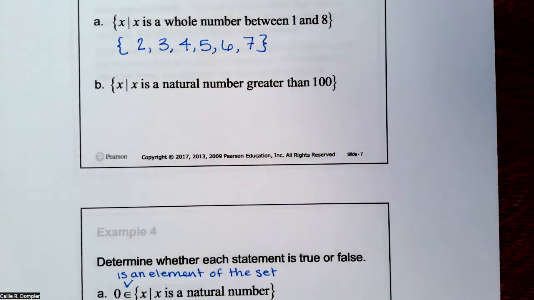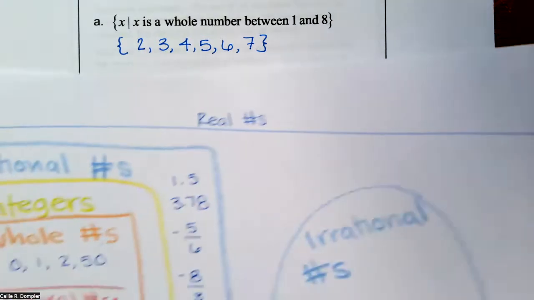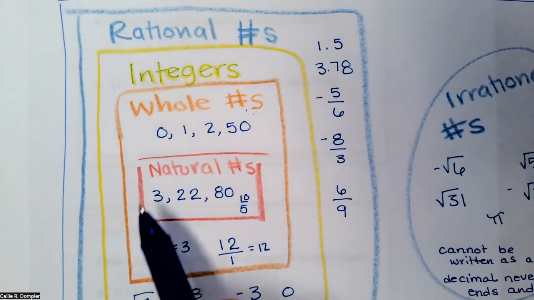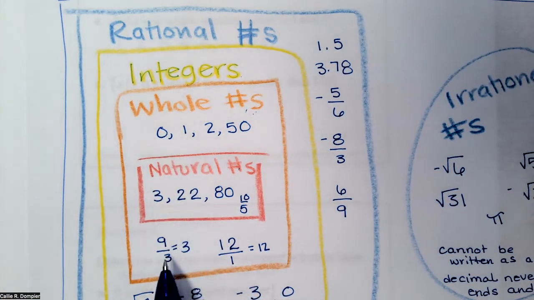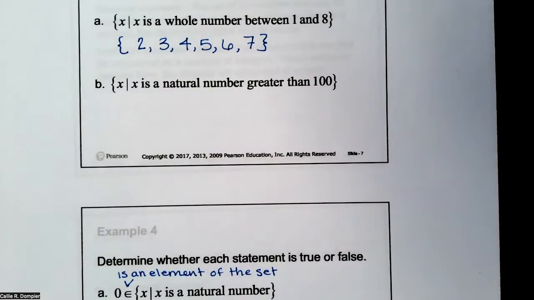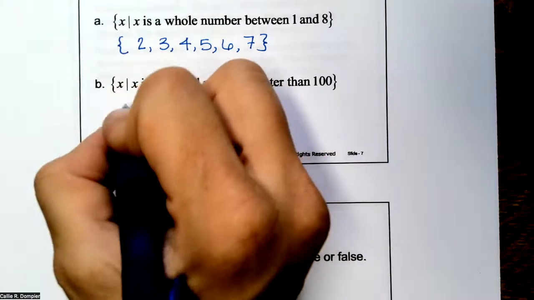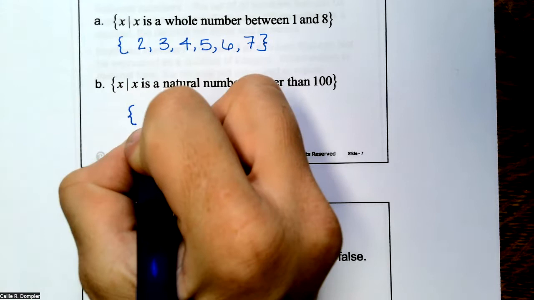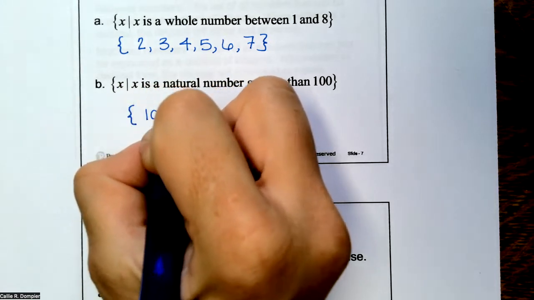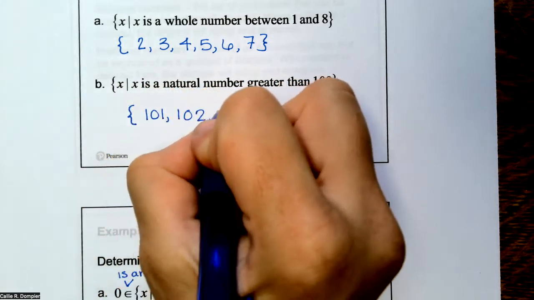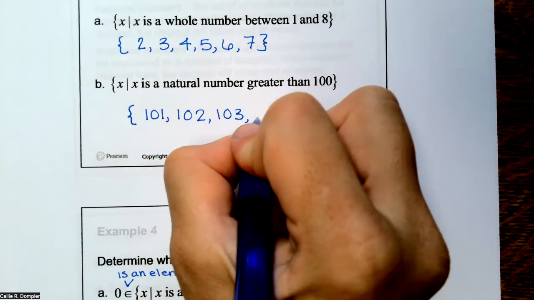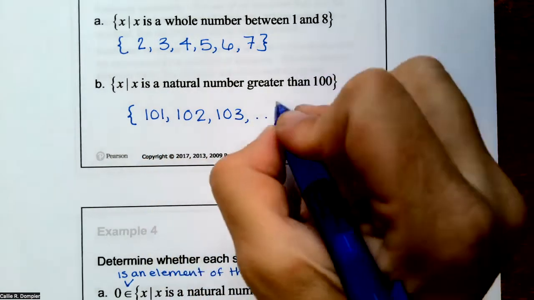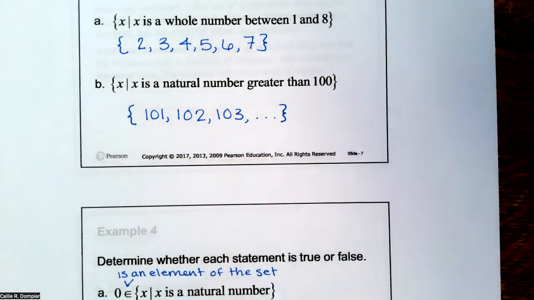X is a natural number greater than 100. So let's just look at the natural numbers real quick. Natural numbers cannot have 0 and cannot have negatives. So the natural number is greater than 0. I just need to make a list of all of them. 101, 102, 103. You can now just say dot, dot, dot. The dot, dot, dot means continuing in this fashion forever. Okay?